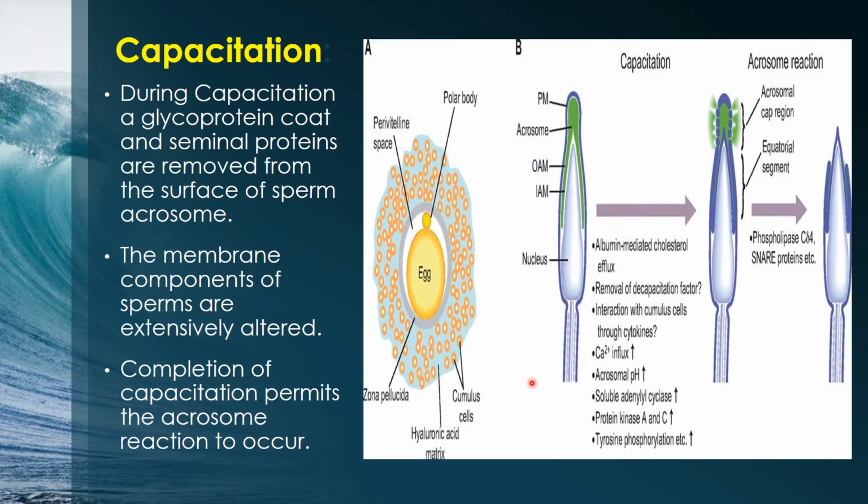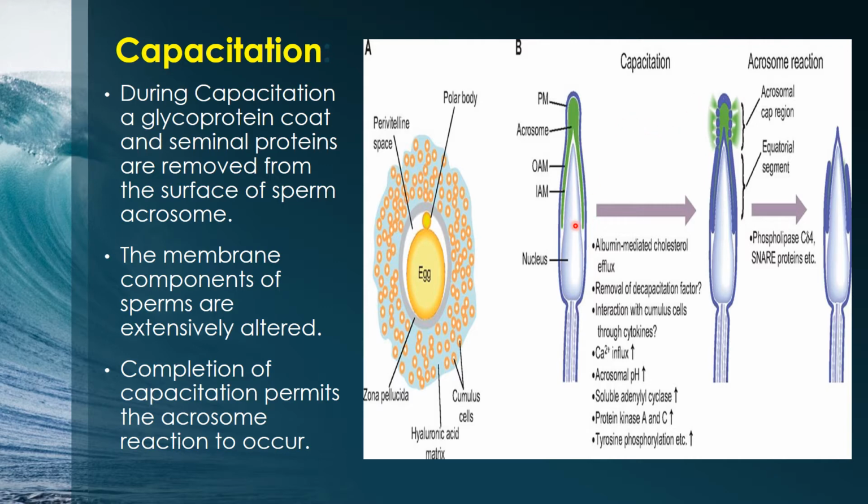During the capacitation, which is a functional maturation of the sperm, there is the removal of the glycoprotein coat over the acrosome or the acrosomal cap, and certain seminal proteins present over the acrosome region are also removed. So the acrosome membrane is extensively altered, so that this membrane is capable of undergoing the acrosome reaction, or the release of the enzymes through the acrosomal cap.